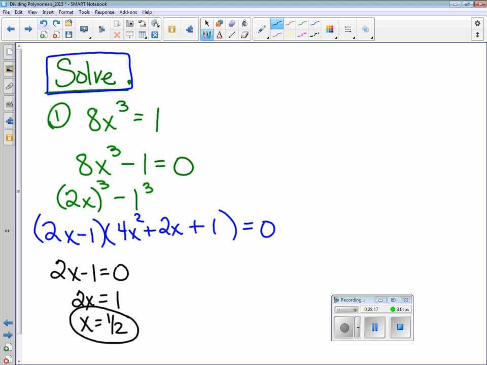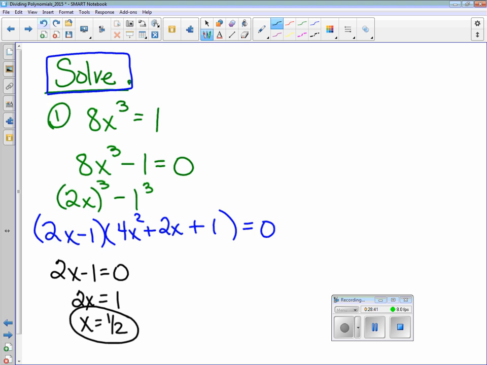That is one of my solutions. How could I check that? Could I graph it? Could I see if 1/2 is a solution? Go ahead, try it. Try 8x cubed minus 1. Make sure it crosses at 1/2. It better. Absolutely 100% better. Otherwise, we did something wrong.